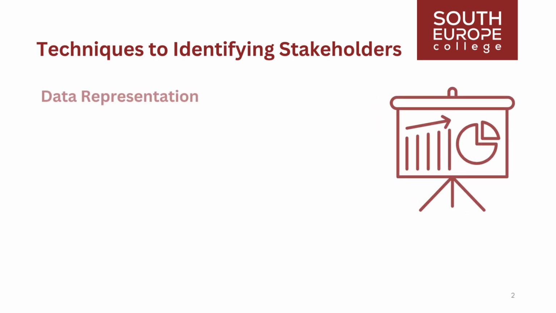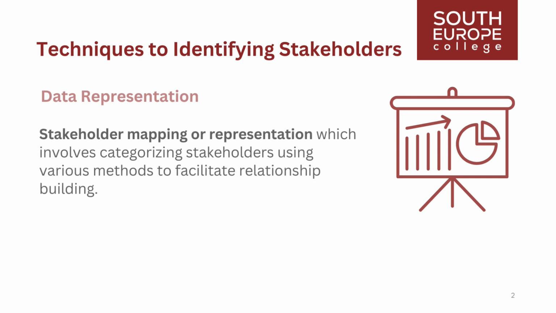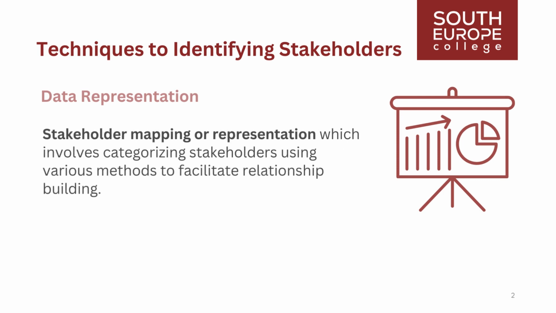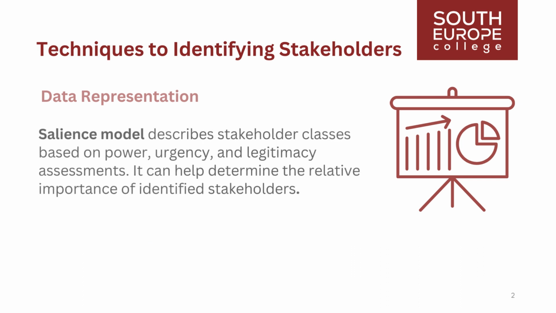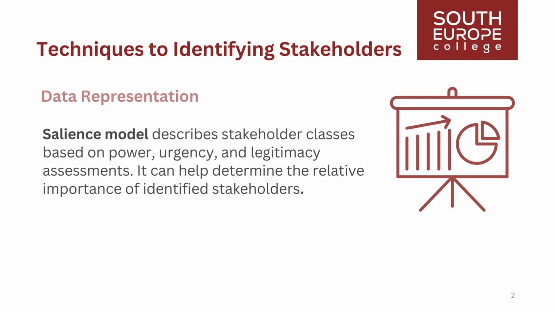One data representation technique that may be employed in this process is stakeholder mapping representation, which involves categorizing stakeholders using various methods to facilitate relationship building. Common methods include power interest grid, power influence grid, or impact influence grid. These techniques group stakeholders based on their level of authority, power, interest in the project's outcomes, ability to influence project outcomes, or ability to affect changes in the project's planning or execution. Salience model describes stakeholder classes based on power, urgency, and legitimacy assessments. It can help determine the relative importance of identified stakeholders.